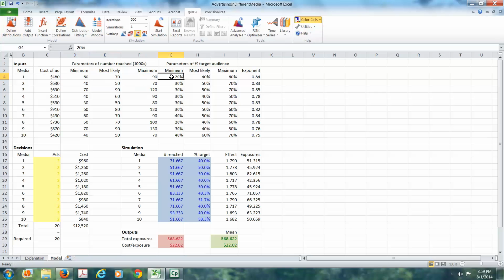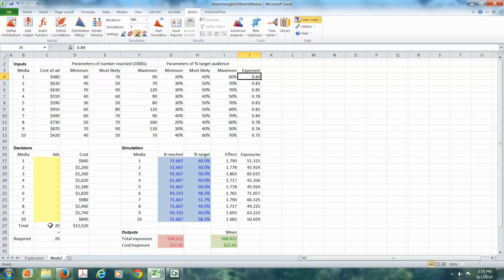There's another aspect of this that's uncertain, and that is, of those people that we reach, how many are in our target audience? And here you can see for Media 1, we've estimated it's between 20 and 60, most likely 40%. There's also another value here, the exponent, and I'm going to say, just hold on that for a moment. I'll explain it when we get down to the calculations below. Let's move down there now.